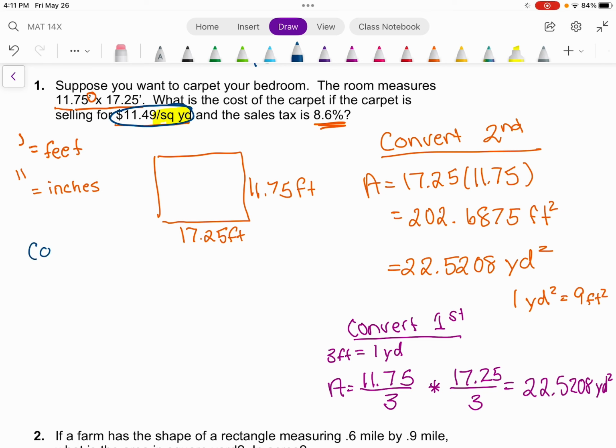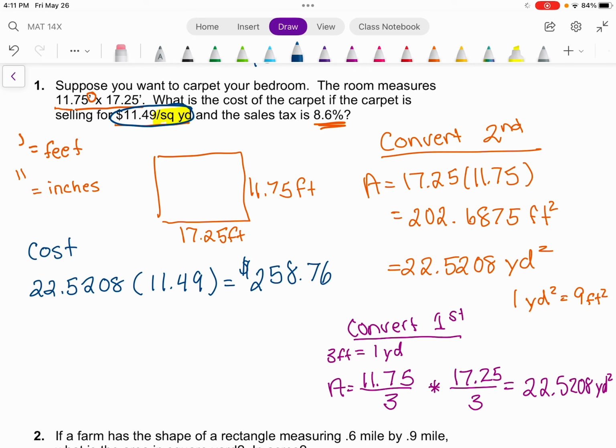So we're going to just label this cost. And we have 22.5208, and we're going to times that by our sort of unit rate. And when we multiply those two numbers together, we get $258.76. Now, that's the cost pre-tax.